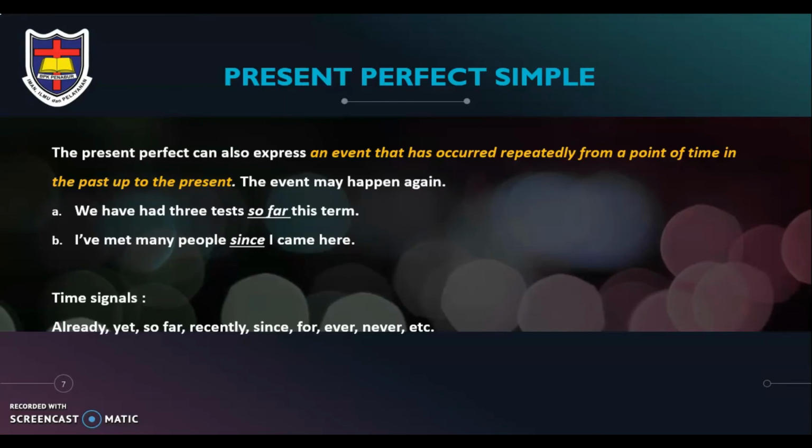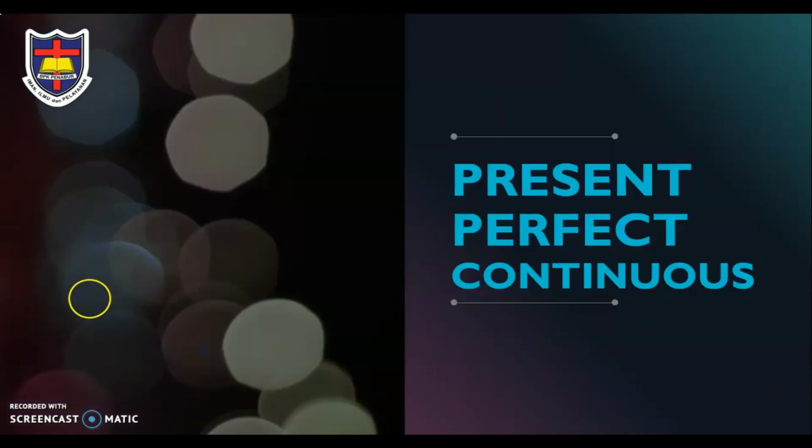And next one, I have met many people whom I can hear. Next time, you may meet another person. Okay? So the time signals for the present perfect simple that can be used are already, yet, so far, recently, since, for, ever, never, just, and the others. Okay, let's go to the next slide.